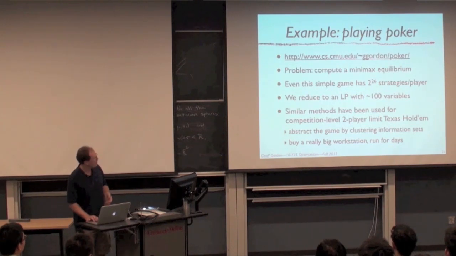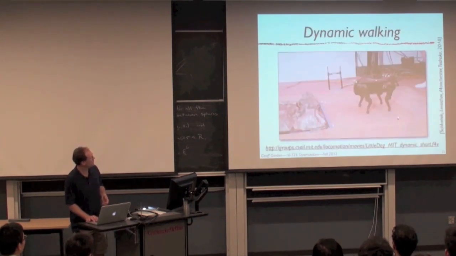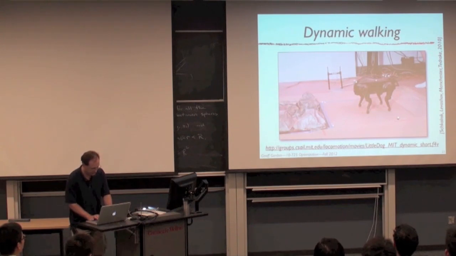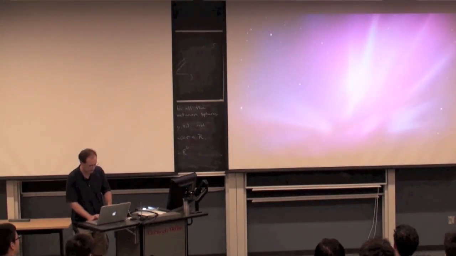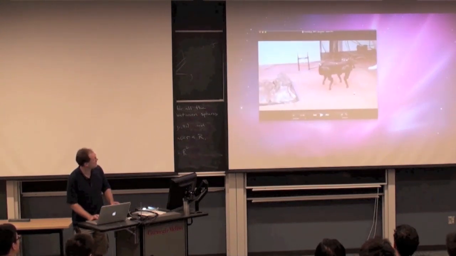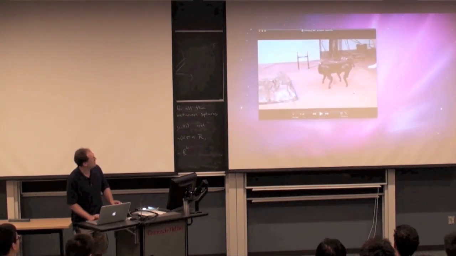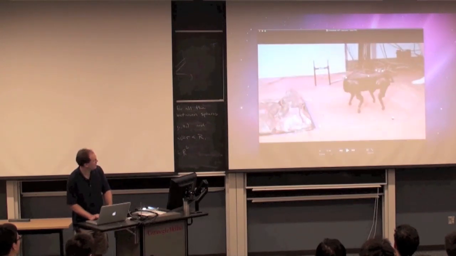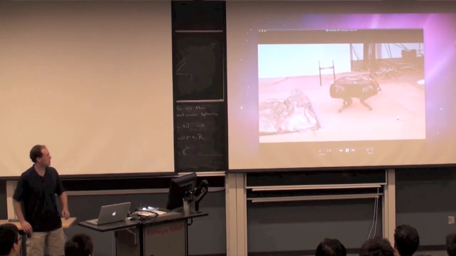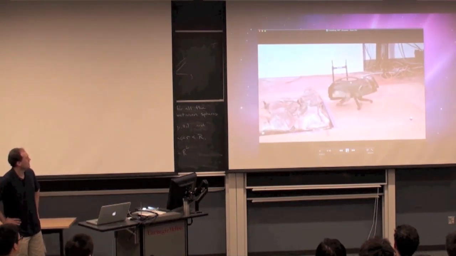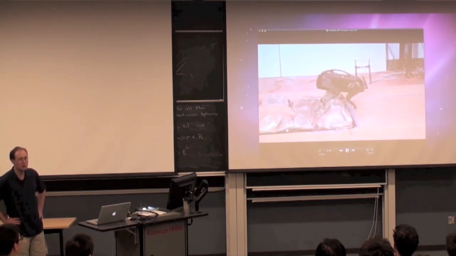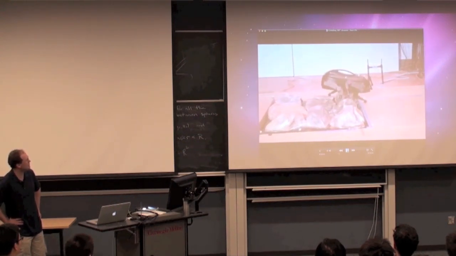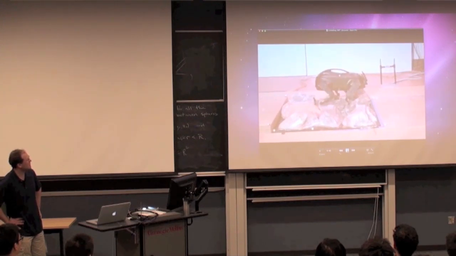All right, so another interesting example, this one's kind of fun. This is dynamic walking. So let's see if we can get this to work. All right, let's make that bigger and play. So this is the little dog robot, and you can sort of feel its pain as it's tasked to climb over and over again over this bed of rocks. But it's actually doing quite a good job.